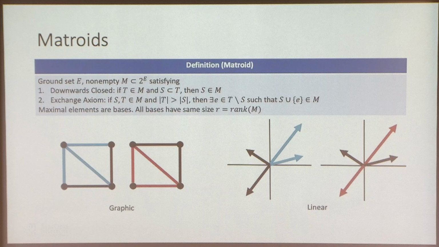Two classic examples that you can keep in mind are the graphic matroid, where your ground set is all edges of some graph, and a collection of edges is independent if and only if it does not contain a cycle. Another example would be the linear matroids, where your ground set is a bunch of vectors, and subsets are independent if and only if they're linearly independent. So in the graphic case, the bases are the spanning trees of your graph, and in the linear case, the bases are your linear bases.